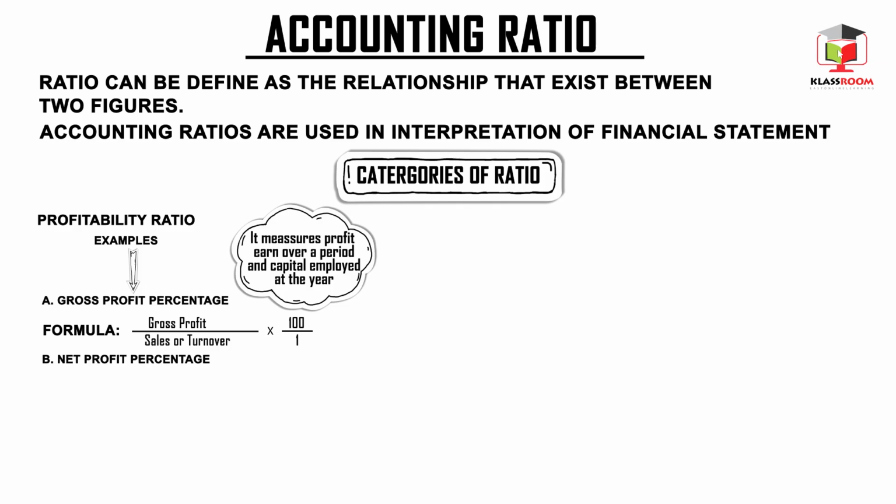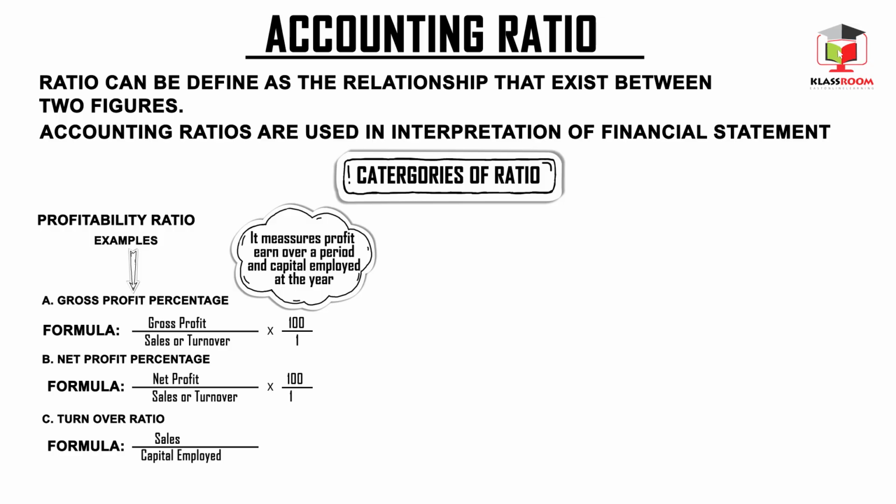2. You have the net profit percentage, which is also obtained by dividing the net profit by the sales times 100/1. And lastly, under this category, we have the turnover ratio. Turnover ratio can also be calculated by dividing sales by capital employed.